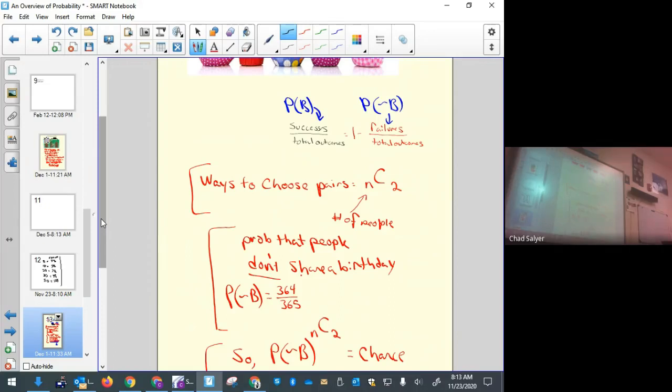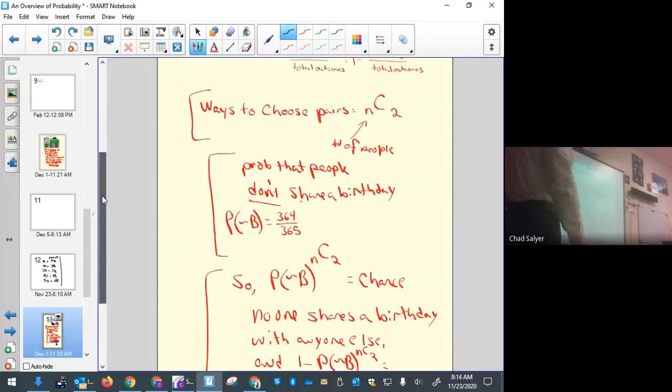And the probability that two people don't share a birthday is going to be 364 out of 365. We're ignoring leap year because a lot of the mechanisms of probability use factorials, and factorials don't work with decimals. So if I try to go 365.25, it would break the formula. So we'll ignore leap year to make our life a little easier.